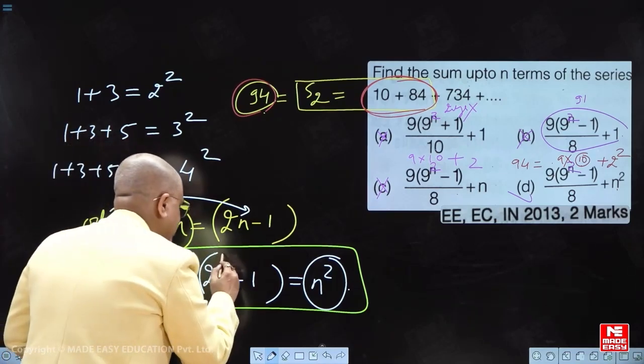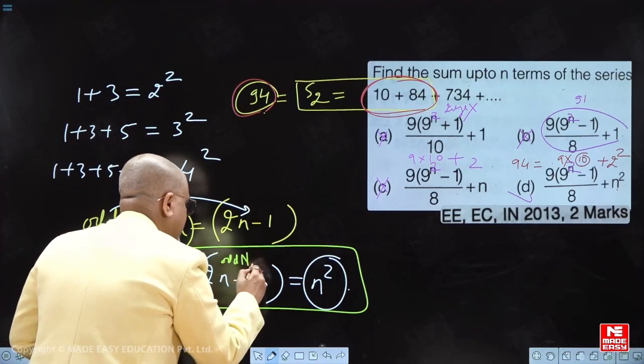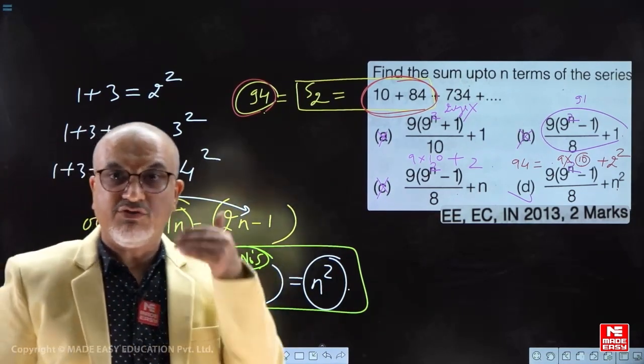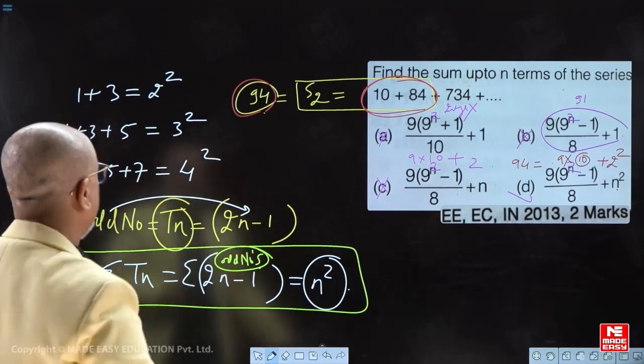Odd numbers का sum, ये क्या है? Odd numbers का general acceptable term. So odd numbers का sum क्या होता है? n square, which I have already shown. आपको दिखा भी दिया गया है.